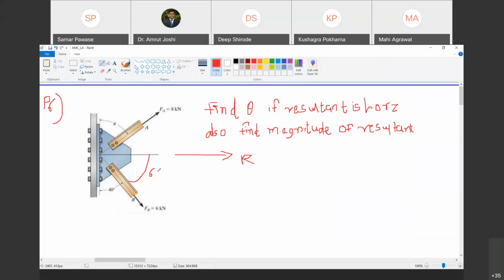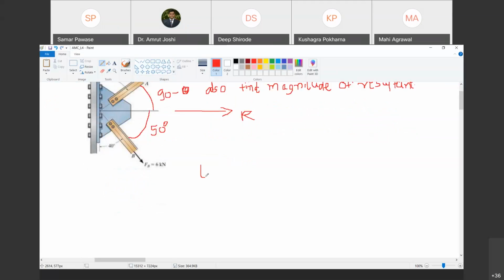60 degree? Yes, sir. 50 degree? Yes, sir. Are you with me? And how much is this angle? 90 minus theta. This angle is 90 minus theta. Happy? So now can you tell me what is tan 50 degree?